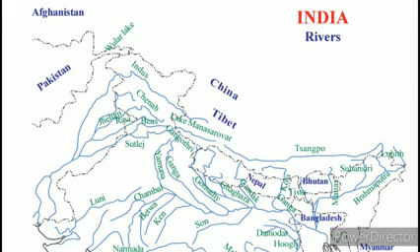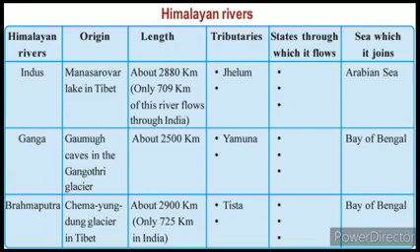Watch the map given there and find the major Himalayan rivers, its tributaries, and the states through which it flows. Let's complete the table given there based on the map.